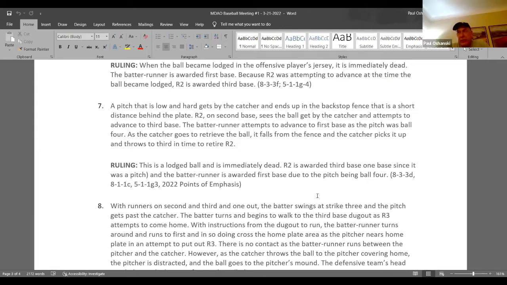Okay, so again, we have a lodge ball, block ball, whatever term you want to use. And it's immediately dead. So everybody gets one base from the time of the pitch. So R2 is awarded third, which is one base since it was a pitch, and the batter runner is awarded first due to the pitch being ball 4.